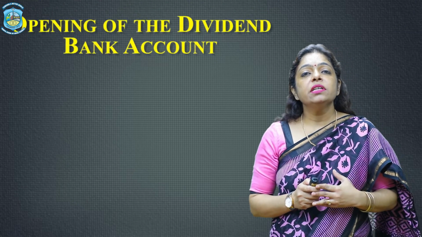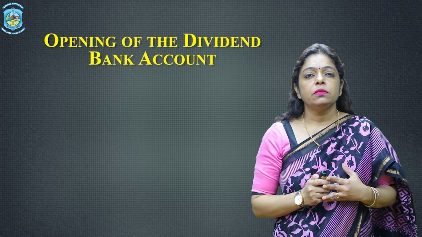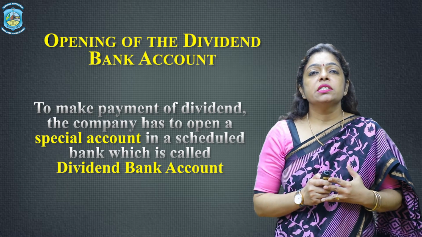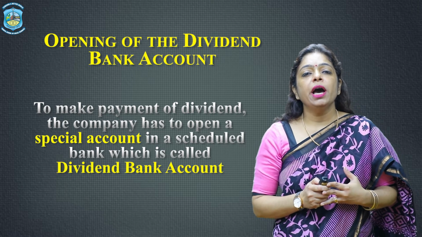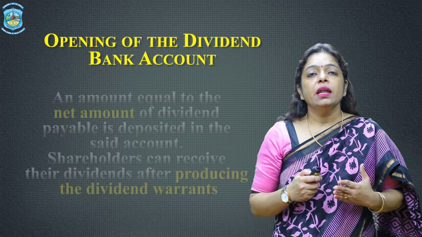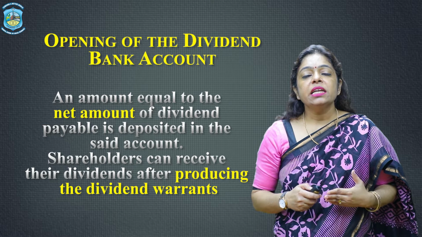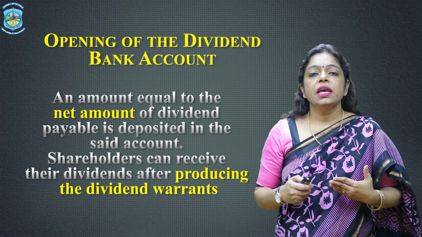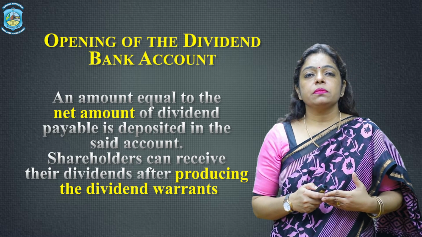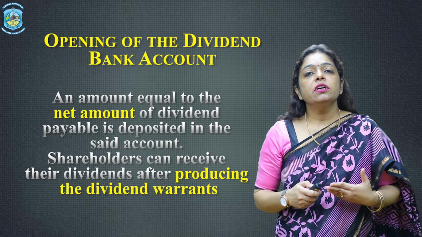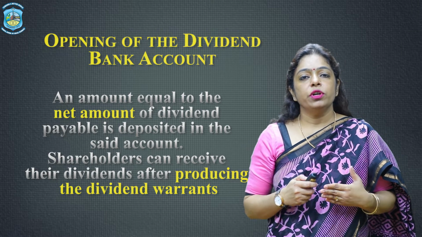Point number 5. Opening of dividend bank account. To make payment of dividend, the company has to open a special account in a scheduled bank which is called dividend bank account. An amount equal to the net amount of dividend payable is deposited in the said account. Shareholders can receive their dividends after producing the dividend warrants.